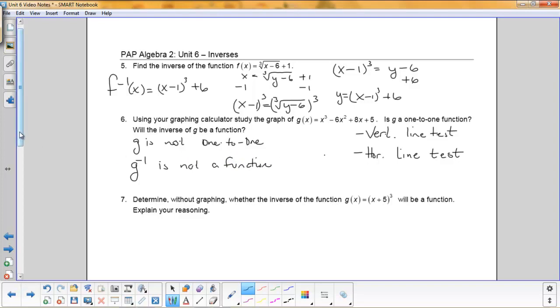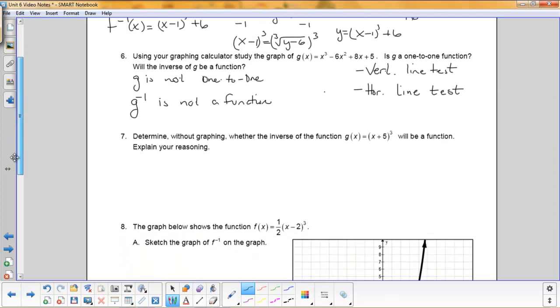All right? Moving on to question number 7, we're going to determine without graphing whether the inverse of the function is or is not a function. The first explanation I'm going to give in this particular case is that the inverse of a cube is a cubic root, and therefore a cubic root, being one of the parent functions, is a function.